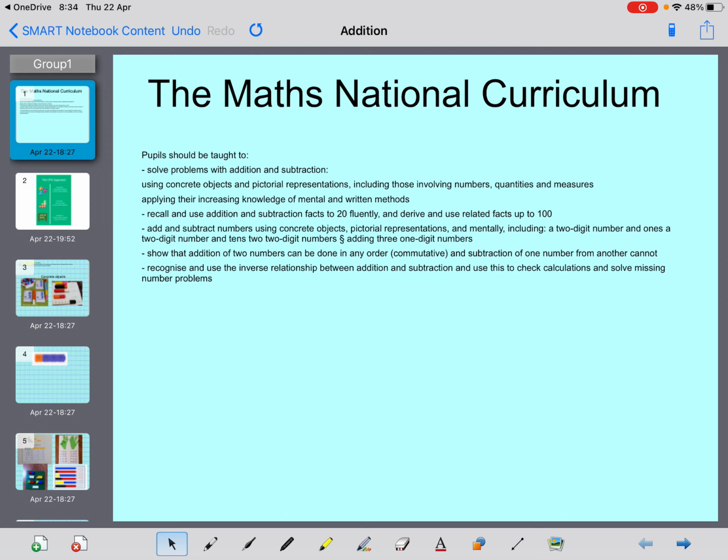This video and the following 3 videos are going to be focused on these statements, these objectives, and how we can work with your children to make sure that they are solid in these areas of the Maths National Curriculum.